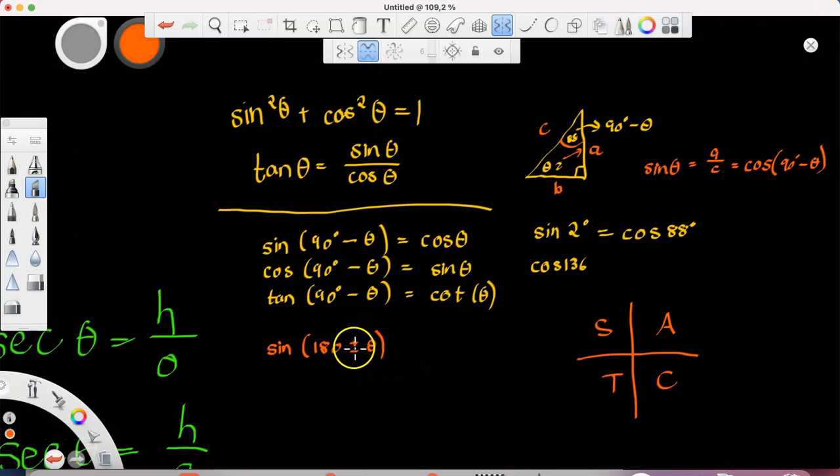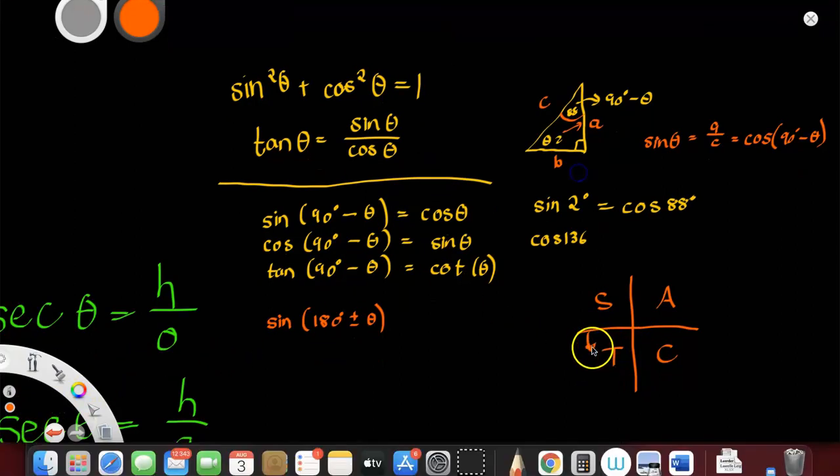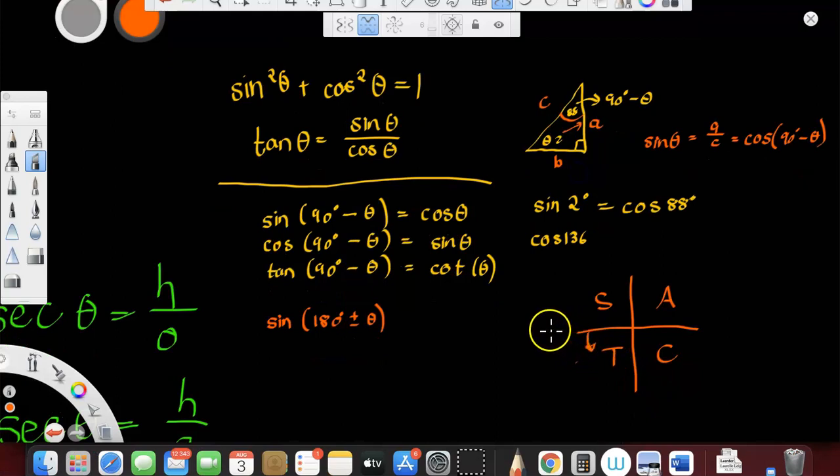Sine of 180 degrees plus theta. Okay, so 180 degrees plus is there, and because this is 180 degrees, remember, there's 90 degrees, and this is 270 degrees. So sine 180 is here. The whole point with the reduction formula is that when you use the x-axis, it looks like it trims away this additional angle.